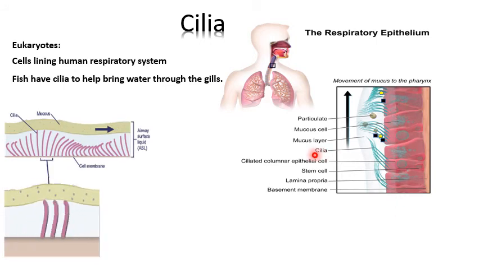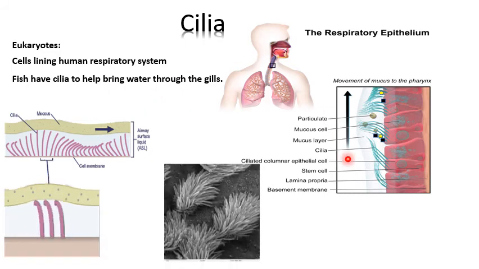Another example is that fish also have cilia that help bring water through the gills. And this is the thread-like structure you see in our windpipe, the cilia. Okay, this is the electron microscope image.